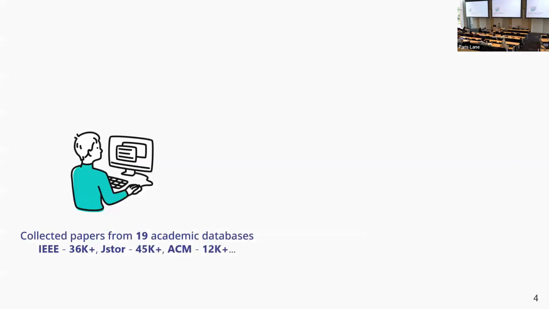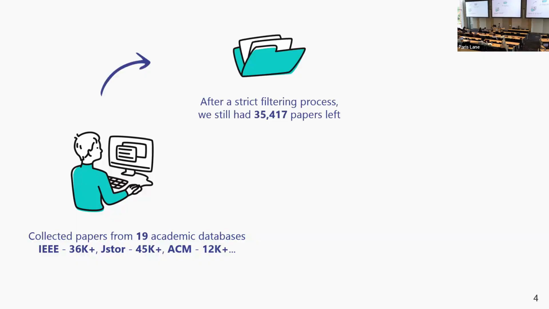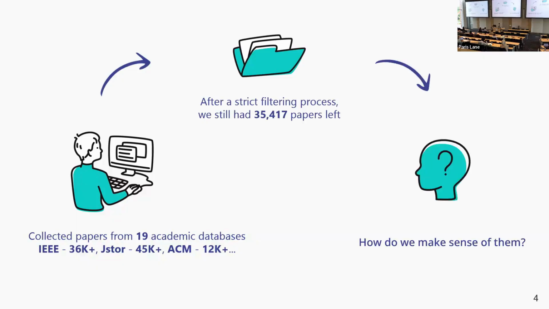That happened to us. We were doing a survey project and we collected papers from 19 academic databases. Just from IEEE, we got over 36,000 papers. Even after a strict filtering process, we still had around 35,000 papers left. The papers had a wide range of topics, but it was impossible for us to read or organize them by hand. So we need a better way to understand the relationships between papers based on the similarity of their context. We call this semantic connections.